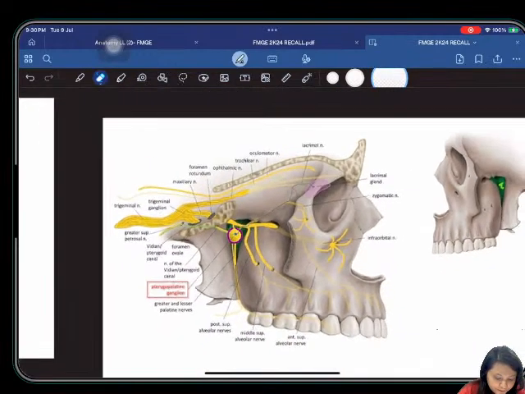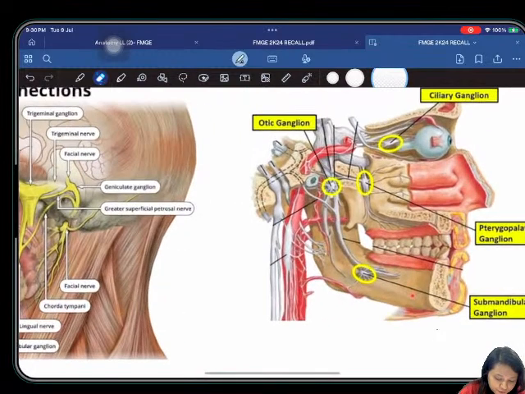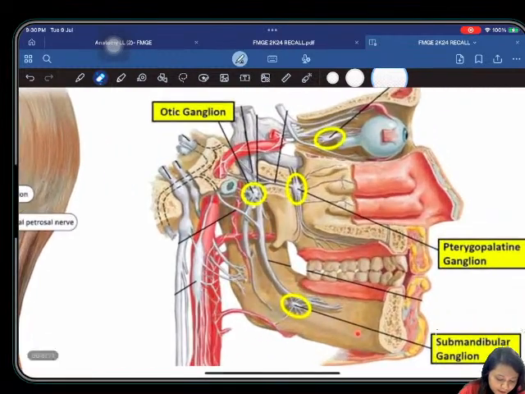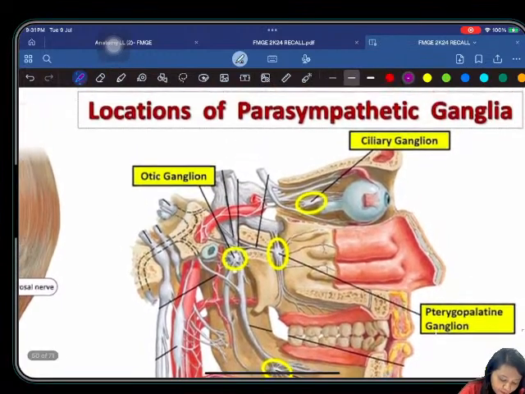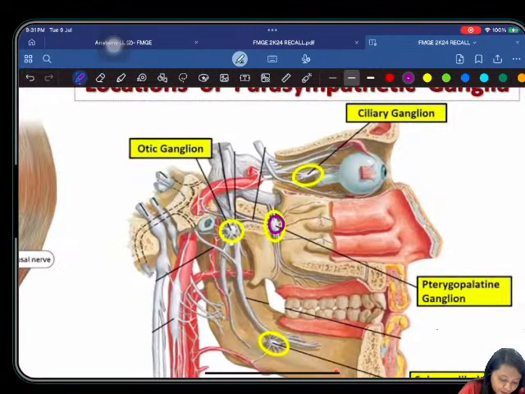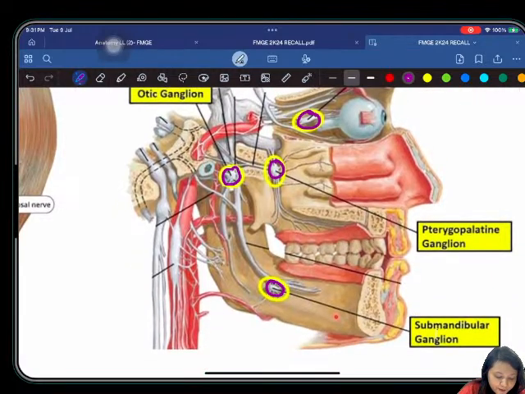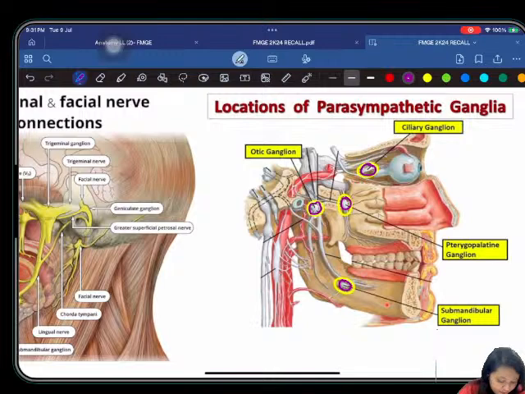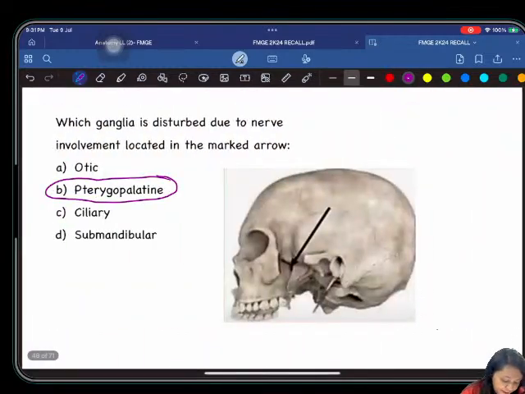Okay. Now what are the locations? You can see other locations also. So you can see the pterygopalatine ganglion in the pterygopalatine fossa here. Okay. Behind that you have the otic ganglion, the ciliary ganglion and the submandibular ganglion. So these are the parasympathetic ganglia. We should also know about the other ganglia's location as well. So the answer to this is pterygopalatine ganglion.